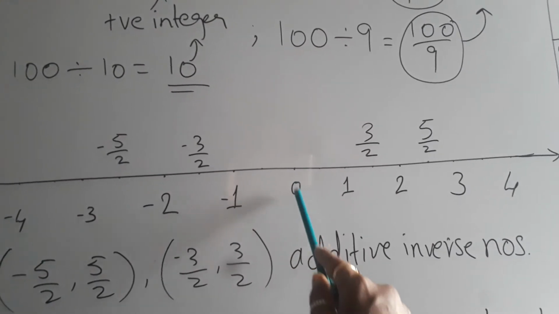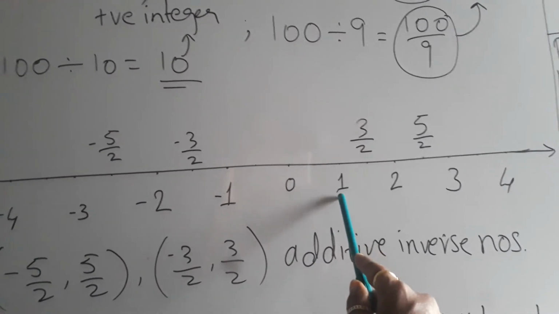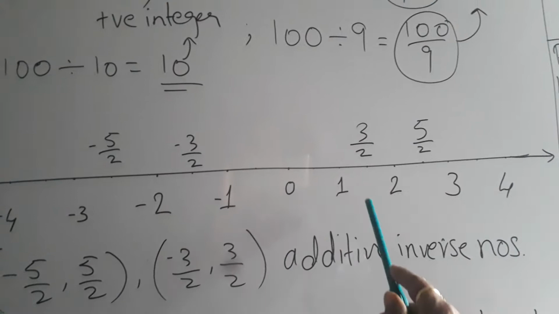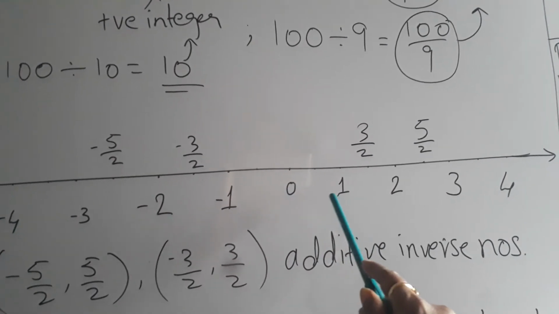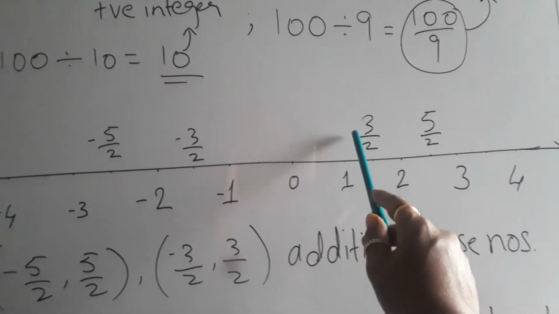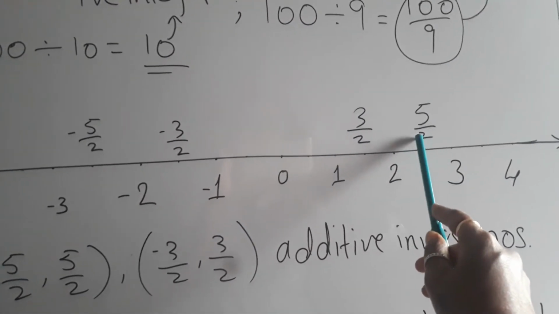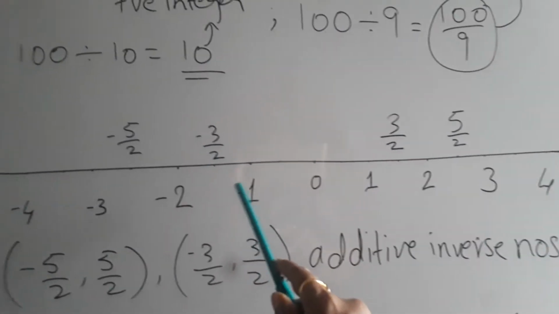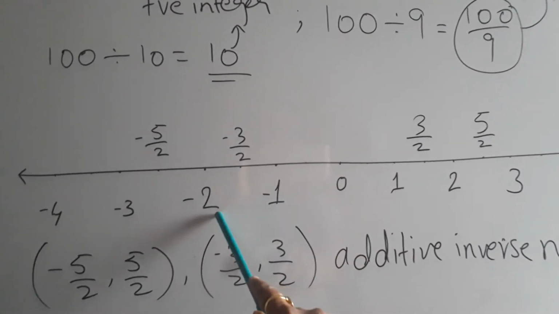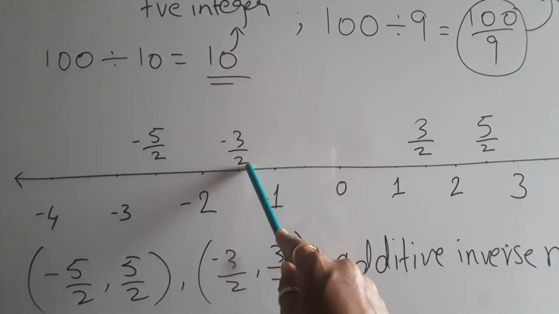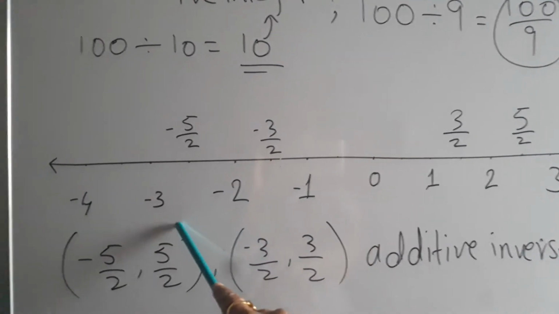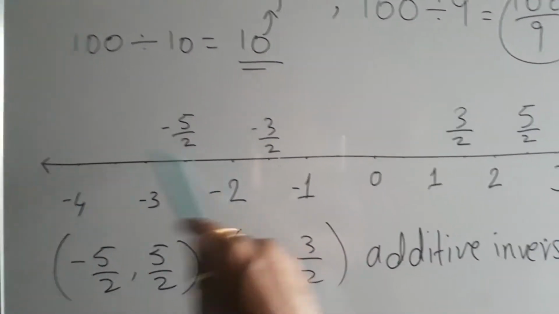So positive, 1 centimeter away will be 1, 2, and like that you space it. So here I have a fraction between 1 and 2. I have 3 upon 2. Between 2 and 3 I have 5 upon 2. On the other side, between minus 1 and minus 2, it's minus 3 upon 2. And between minus 2 and minus 3, I have minus 5 upon 2.